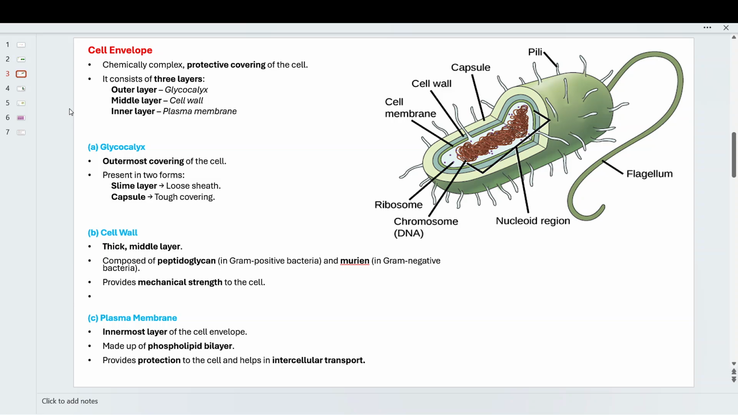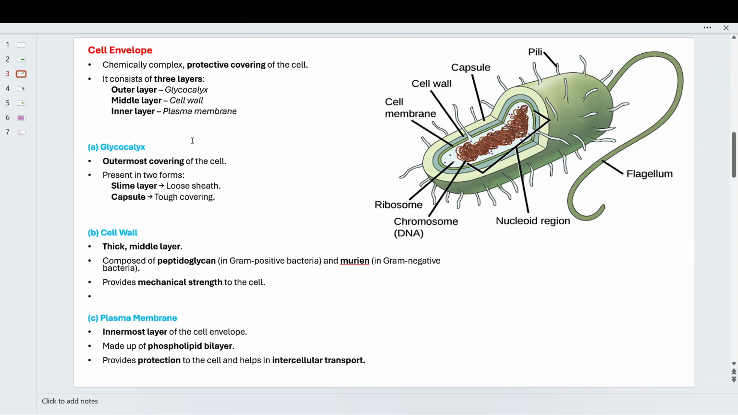Let's talk about the cell envelope. This is basically the protective covering around the prokaryotic cell. It is quite complex and plays a major role in protection and structure. The cell envelope is made up of three layers. The outermost layer is called glycocalyx, the middle layer is called the cell wall, and the innermost layer is the plasma membrane. So let's go one by one.